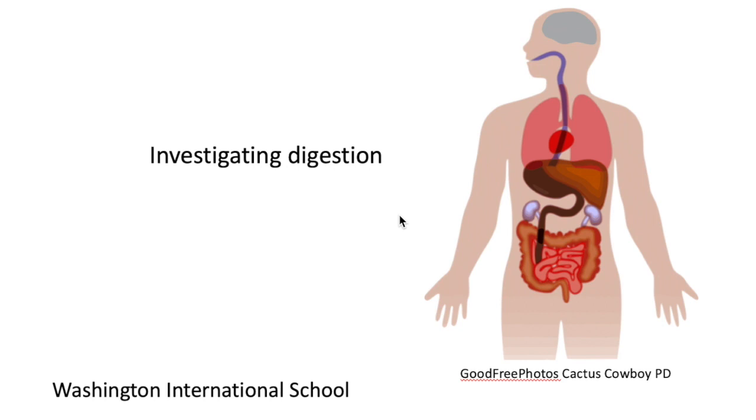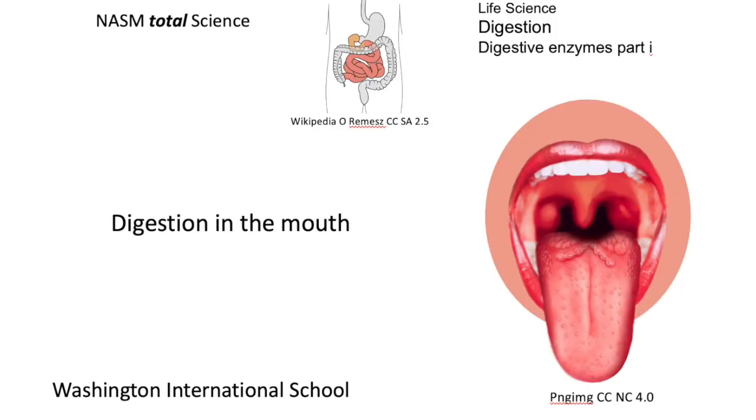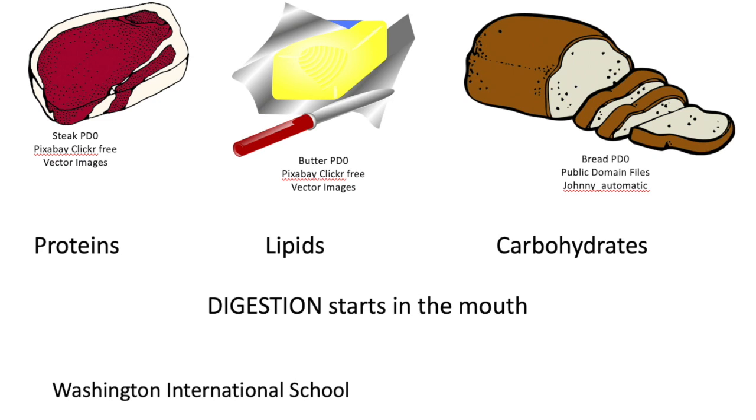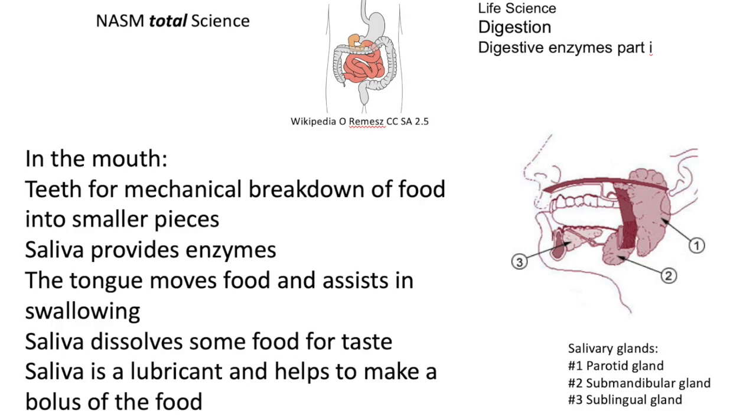Today we're going to investigate digestion, and in particular we're going to look at digestion in the mouth. Remember to pause at any slide, particularly with the worksheets, if you need to read for more details. We're going to look at 3 macronutrients: proteins, lipids, the fats, and carbohydrates. And we're going to look in the mouth, where the teeth do the mechanical breakdown, saliva provides enzymes, dissolves the food for taste, acts as a lubricant, and the tongue helps move the food and assist swallowing.